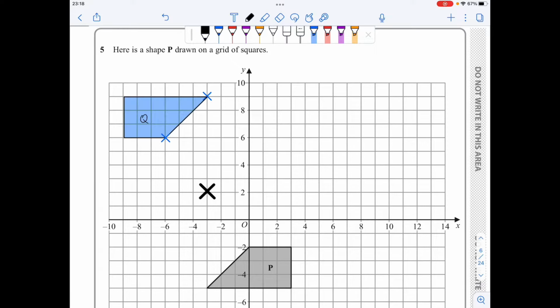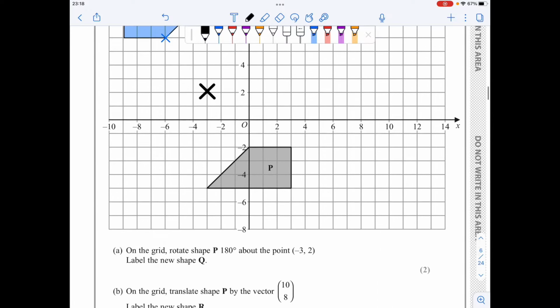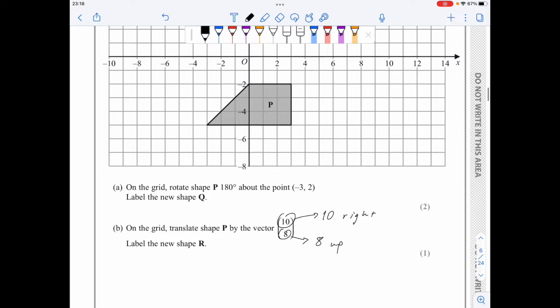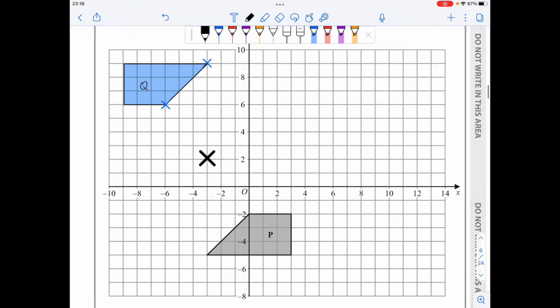In part B, I need to translate the shape P by the vector 10, 8. Now the top number indicates the horizontal movement, so that's 10 units to the right because it's positive. The number below indicates the vertical movement because it's positive, that's 8 units up. So I'm going to take this shape and take it 10 units to the right and 8 units up, and it's going to end up here.